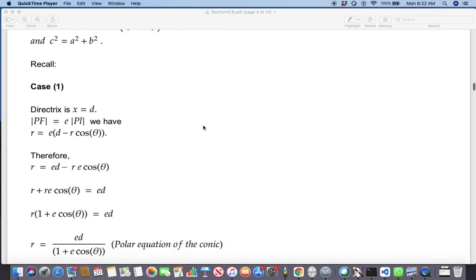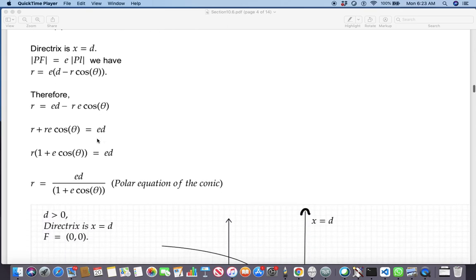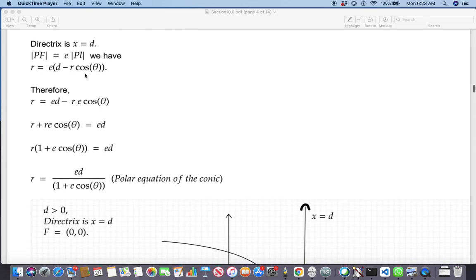Let's look at case 1. Directrix is x equals d. Distance of P from F is e times distance of P from L. That is, r is e times (d minus r cosine theta). Distributing the multiplication by e, you get r equals e d minus r e cosine theta.